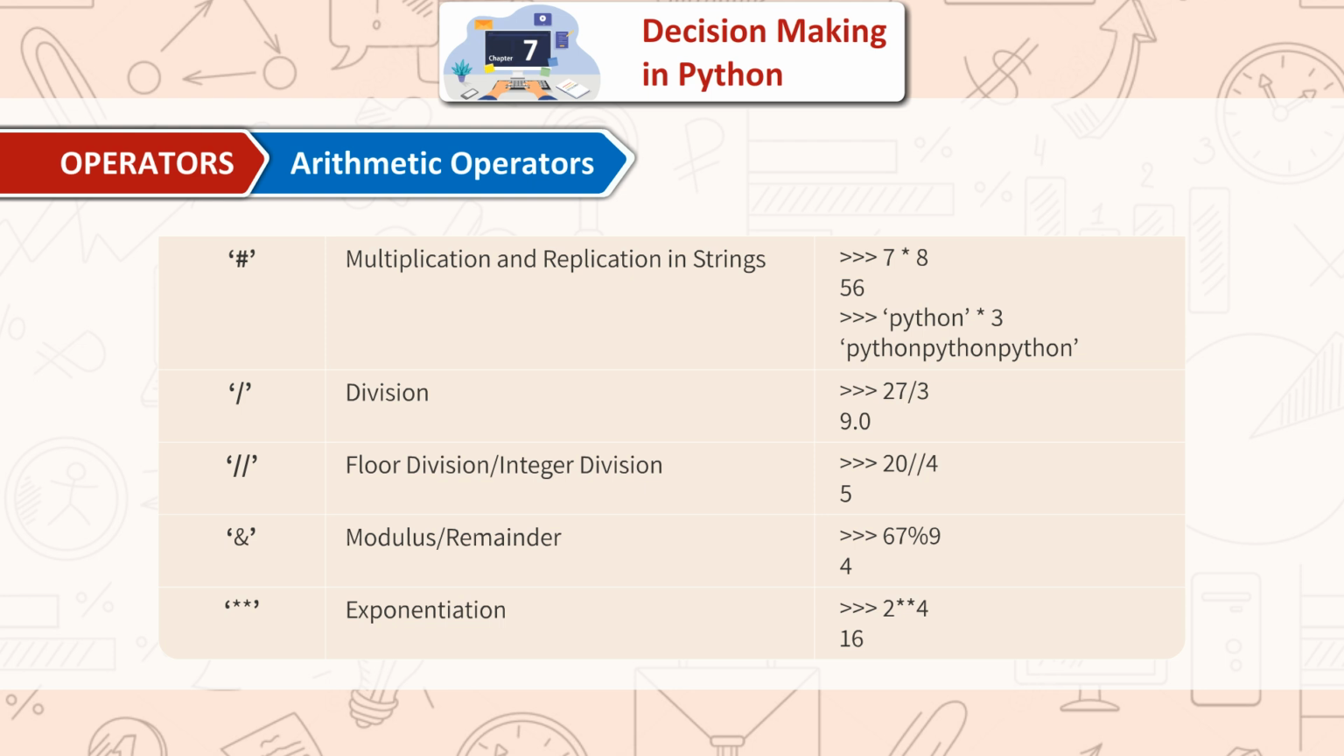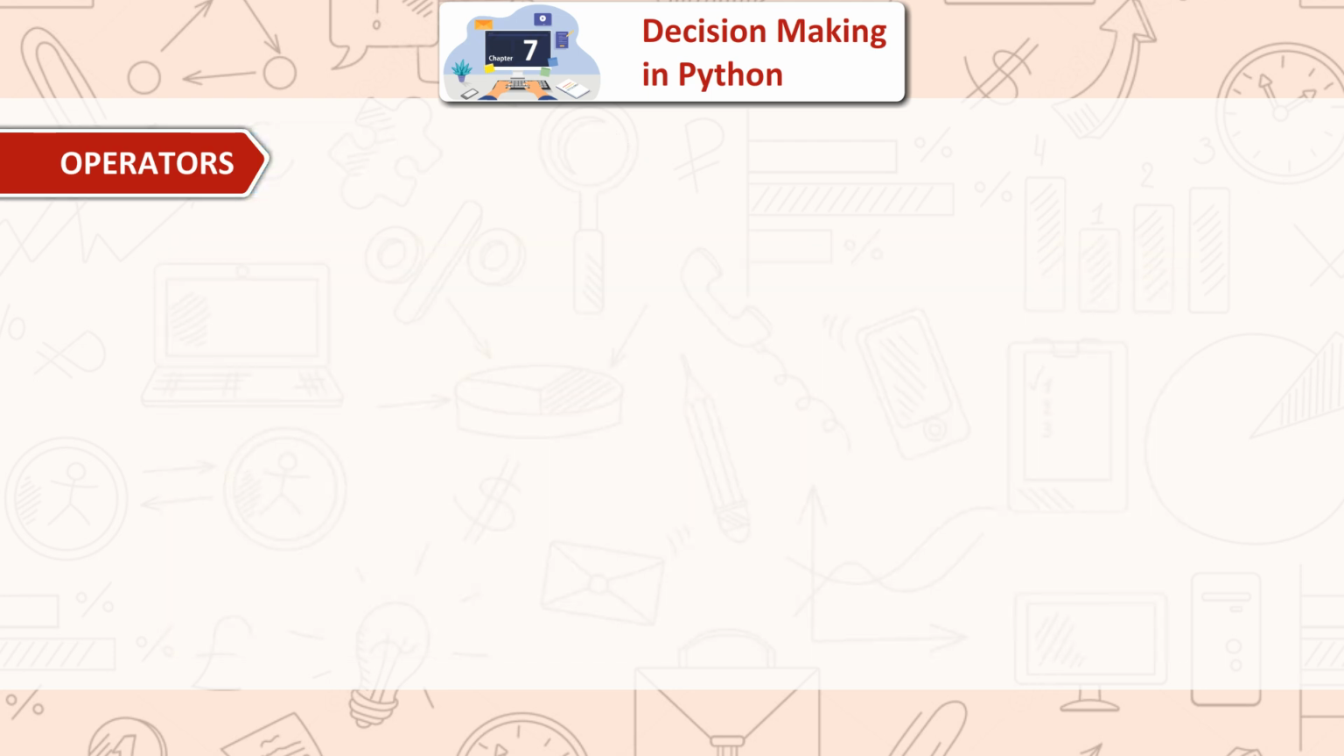Floor division or integer division: 20 floor division 4 gives 5. Modulus or remainder: 67 modulus 9 gives 4. Exponentiation: 2 raised to the power 4 gives 16.